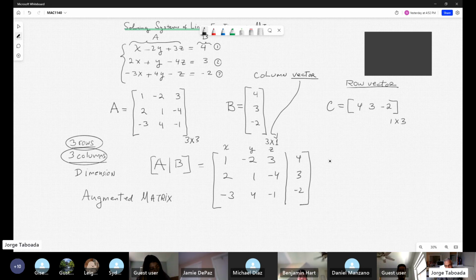Okay, not necessarily to write the variable, no? It is only for the academic purpose. And this is the right hand side numbers, okay?